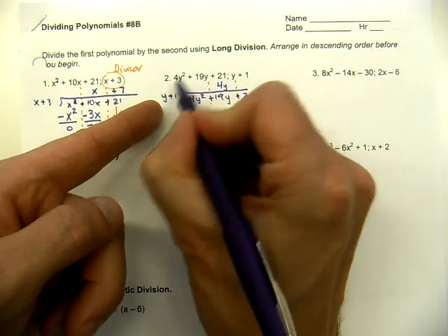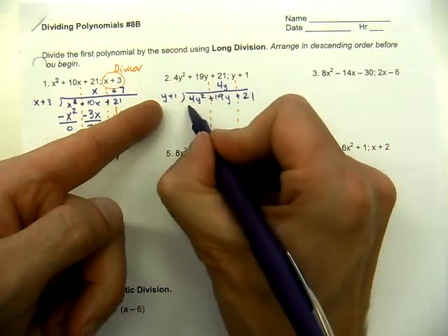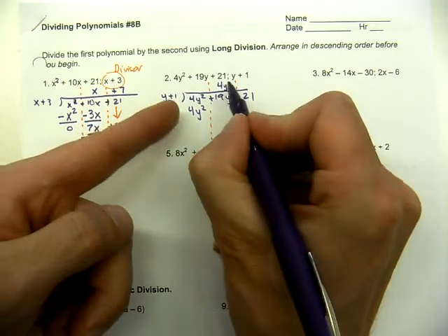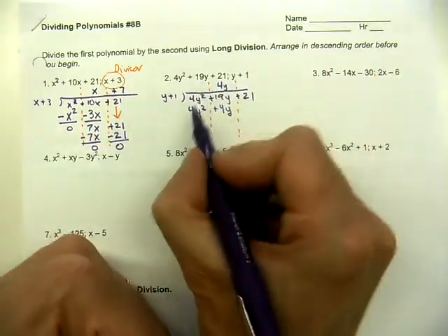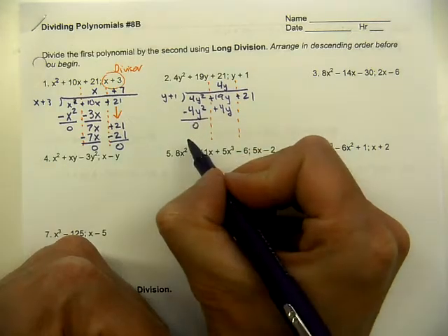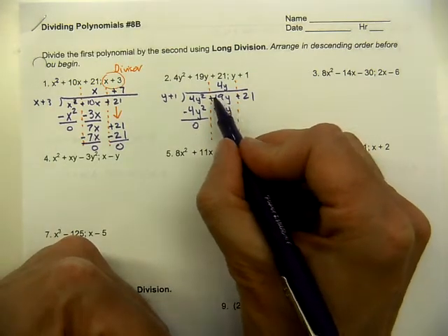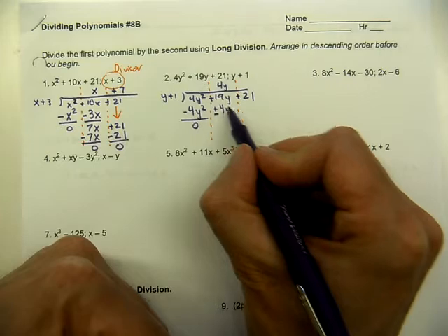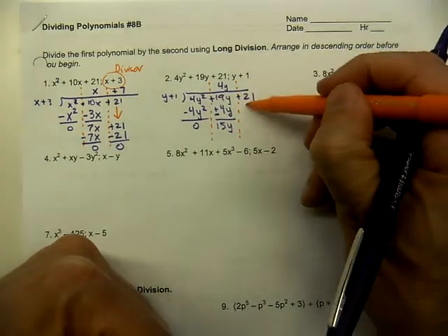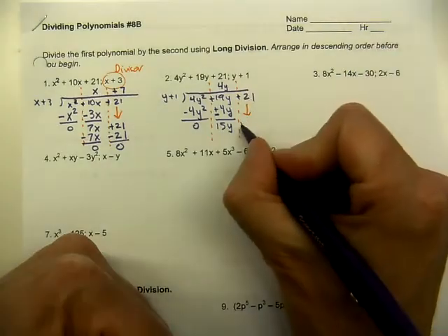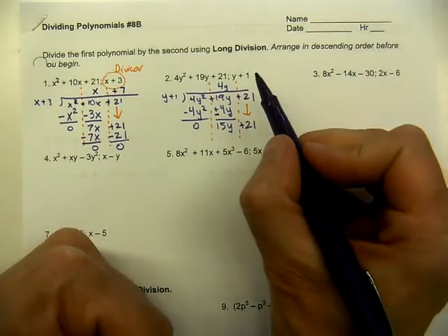Then we distribute to the divisor. So 4y times y is 4y squared. And then 4y times 1 is just positive 4y. Now we'll subtract. So the 4y squareds cancel out. Here we have a 19y minus 4y. So that'll give us a difference of positive 15y. And then we bring down the next term, which again is 21.